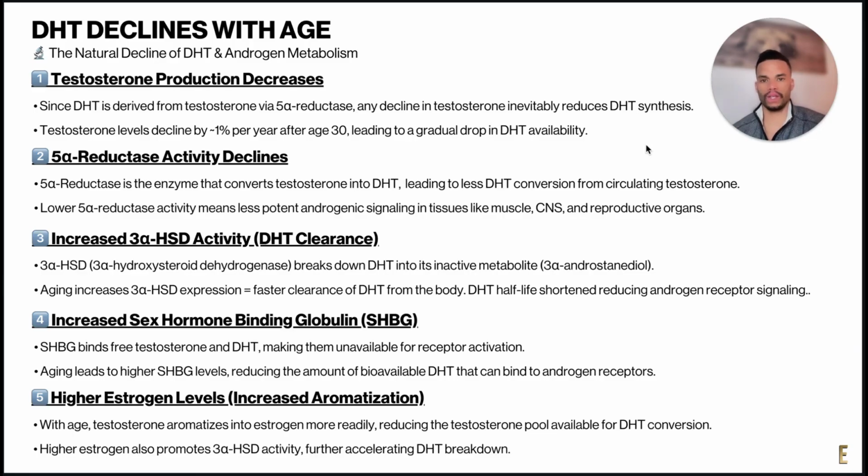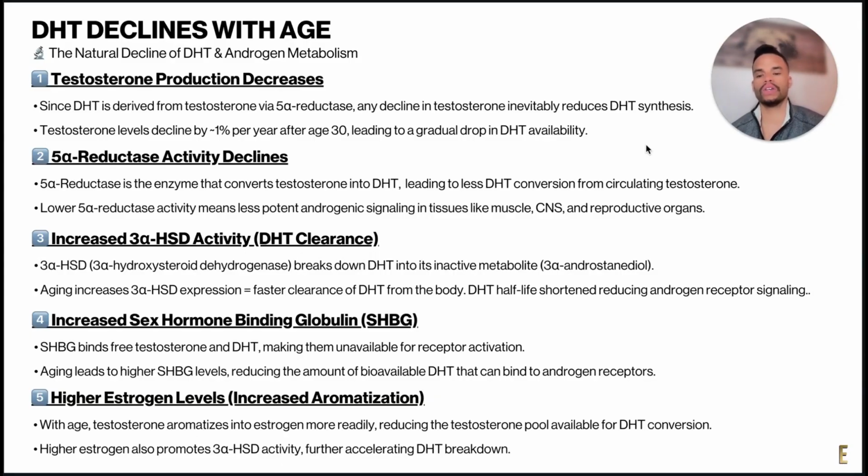So 5-alpha reductase is the enzyme that converts testosterone into DHT, which leads to less DHT conversion from your circulating testosterone. So lower 5-alpha reductase activity means less potent androgenic signaling in tissues like muscles, your central nervous system, and reproductive organs. Step 3 of this process is that increased 3-alpha HSD activity will enhance DHT clearance, which means DHT half-life and its general availability throughout your tissues is limited. So 3-alpha HSD, 3-alpha hydroxysteroid dehydrogenase, breaks down DHT to its inactive metabolite, 3-alpha androstanediol. Then the body excretes this.